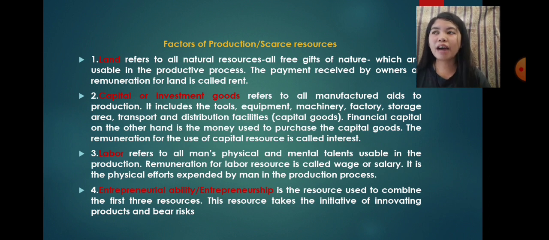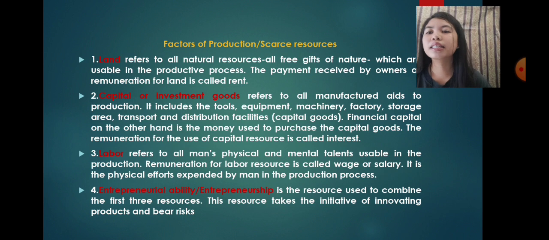So the payment received by owners, just for example, I am a farmer. I have this very wide farm, and then I have my tenants. They work for me in my own farm, so that they won't have to pay rent, I pay them. If they also want to, for example, build their house, then they will pay rent.